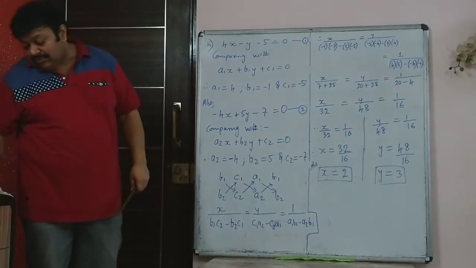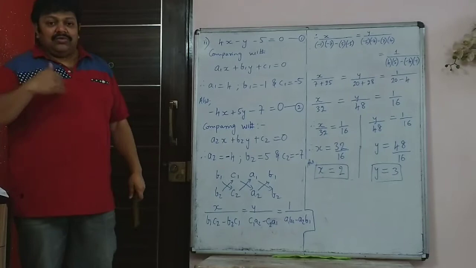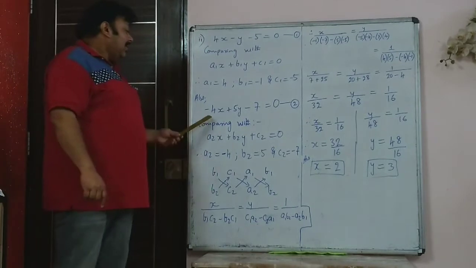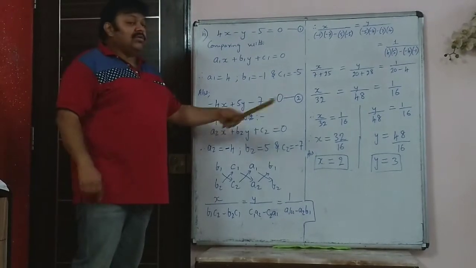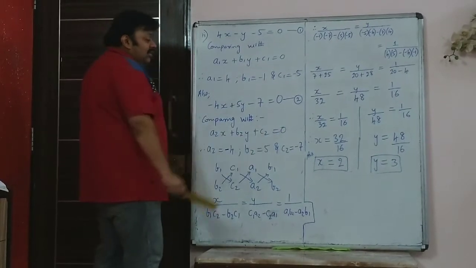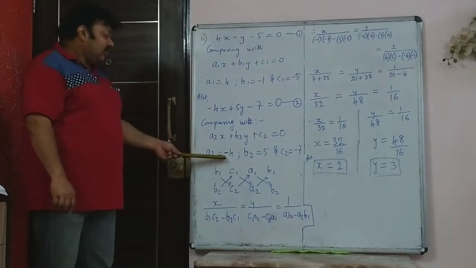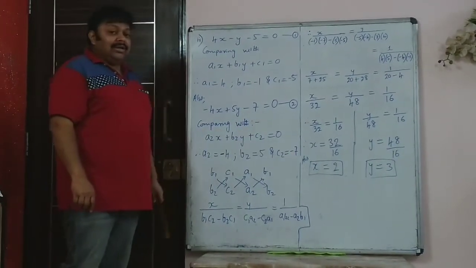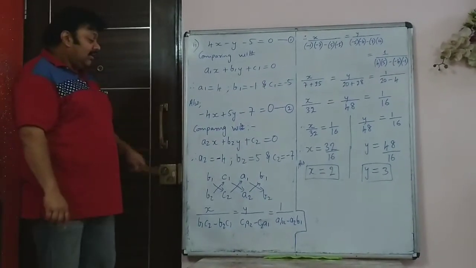Similarly, the second equation was given as 5y minus 4x is equal to 7. So we have to not only shift 7 to the other side of equal to, but we have to write minus 4x first, 5y second, and minus 7 equal to 0. So it has to be written in the form a2x plus b2y plus c2 equal to 0. So comparing, you will get a2 is equal to minus 4, b2 is equal to 5, and c2 is equal to minus 7. So this is what you will get from the second equation.